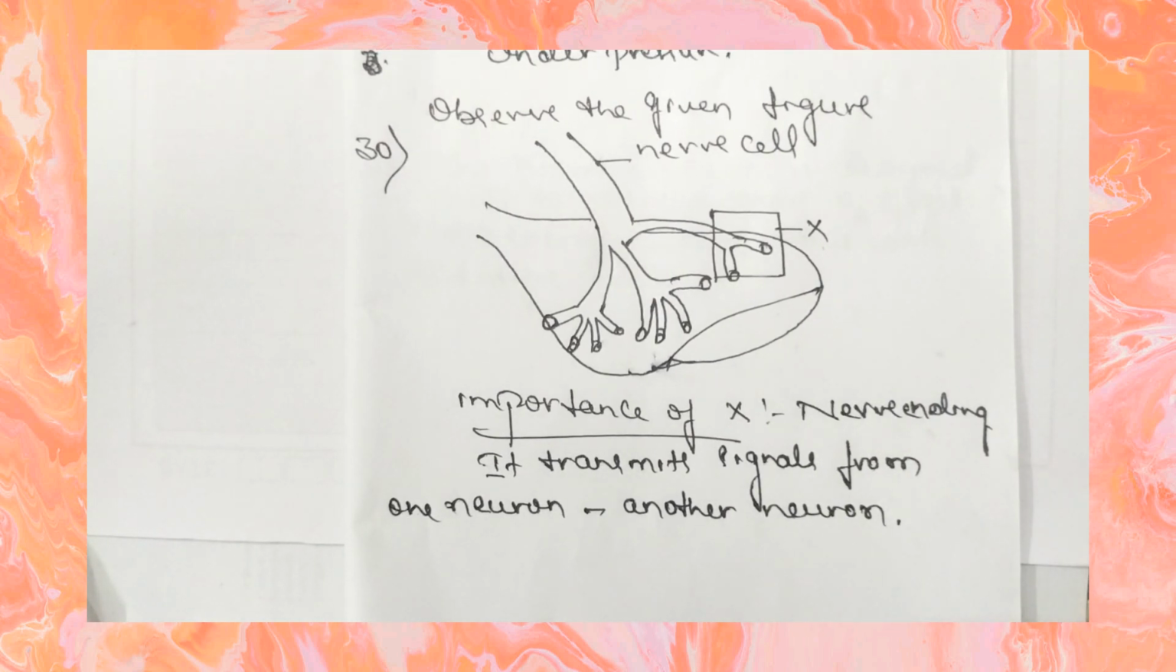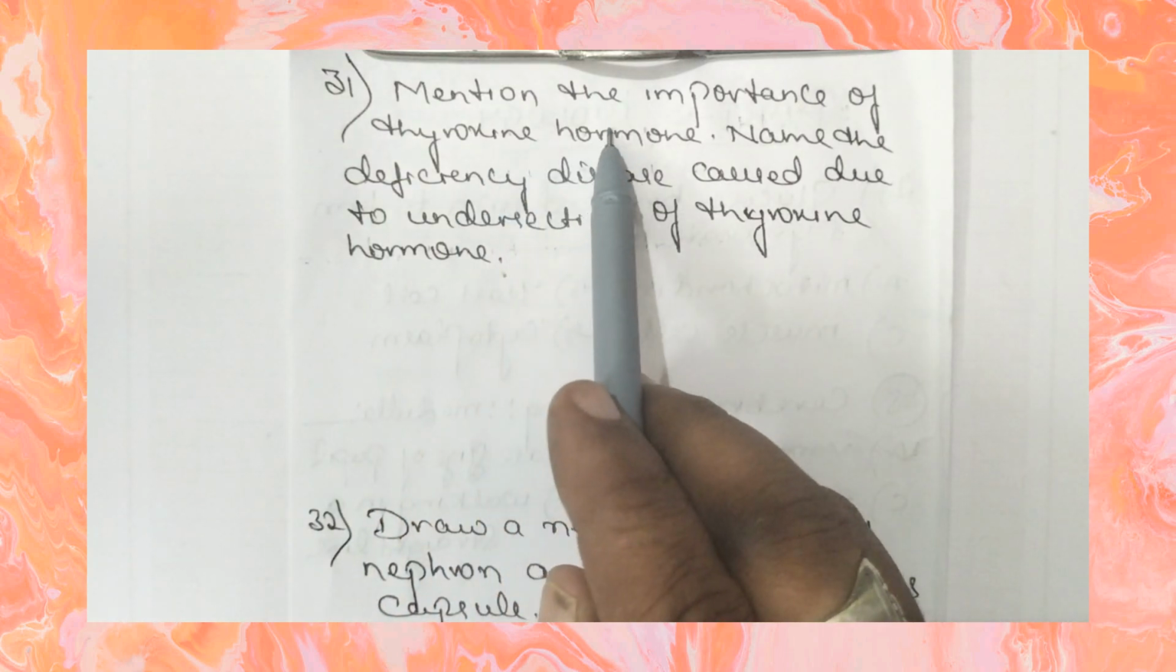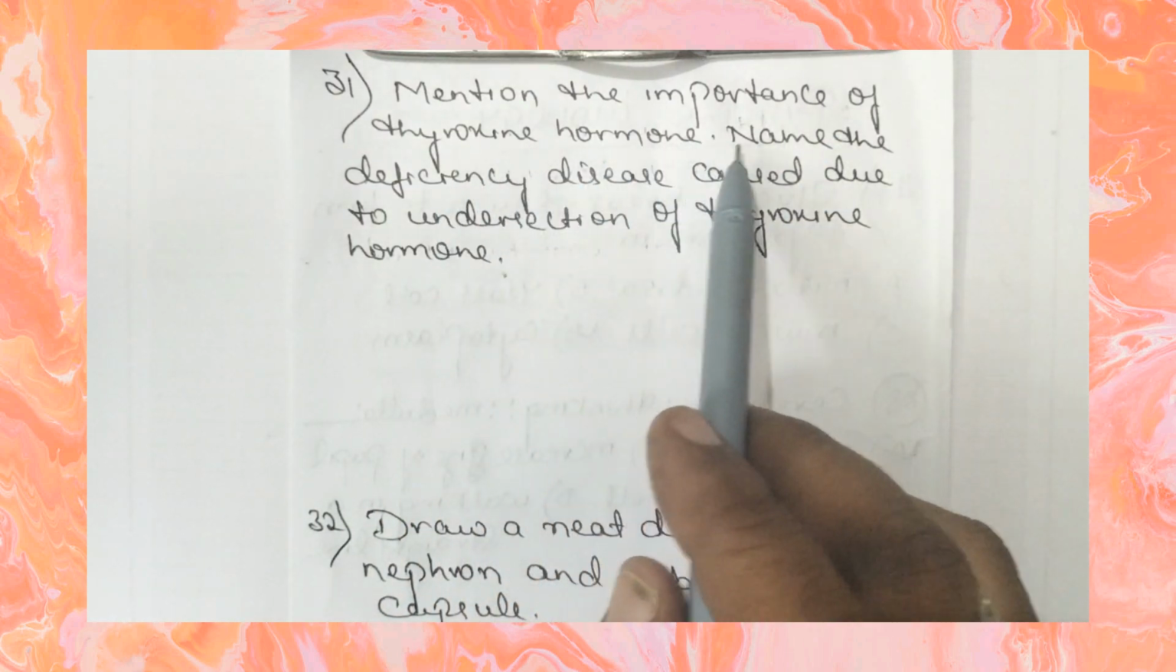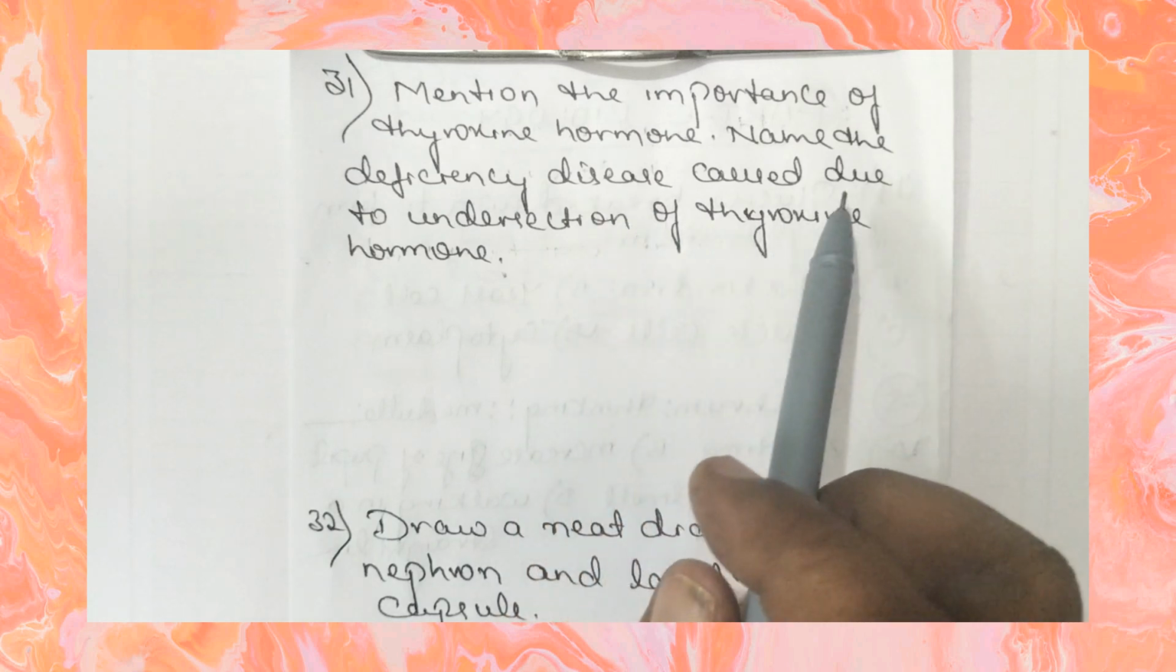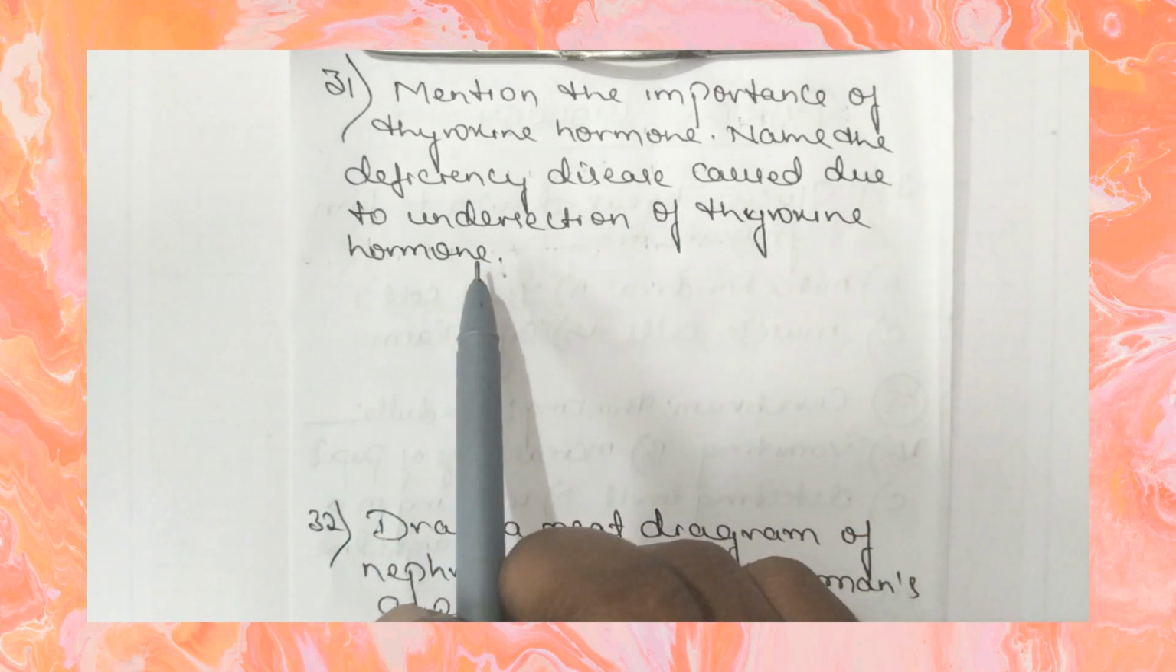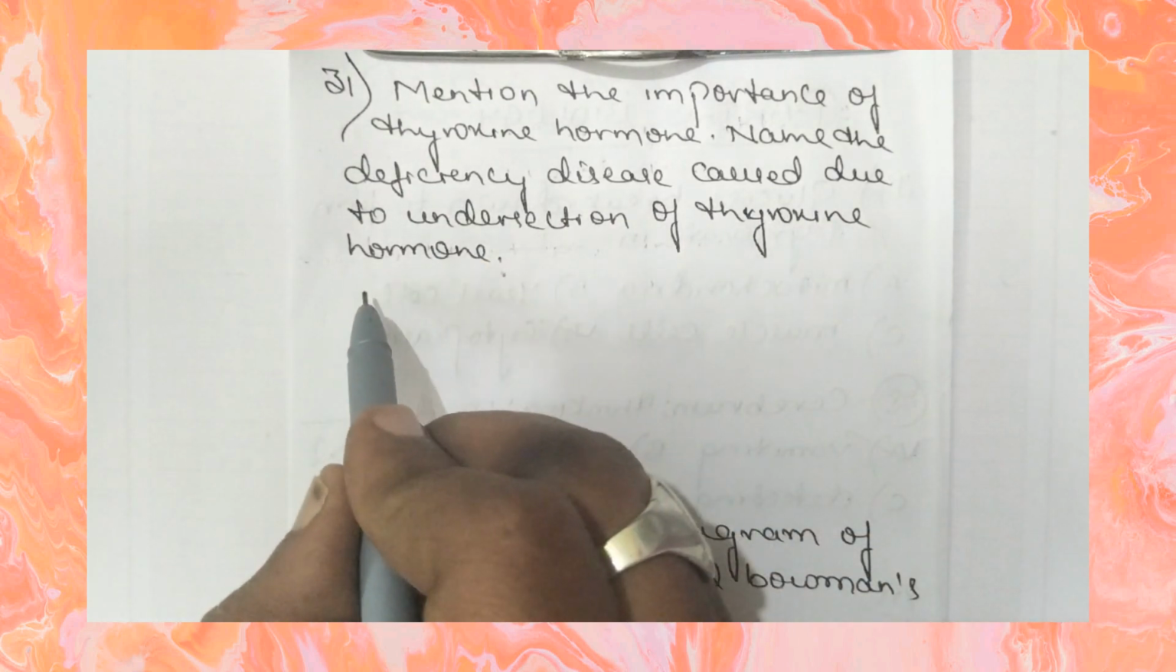Now let us move to the 31st question. Mention the importance of thyroxine hormone. Name the deficiency disease caused due to under secretion of thyroxine hormone.